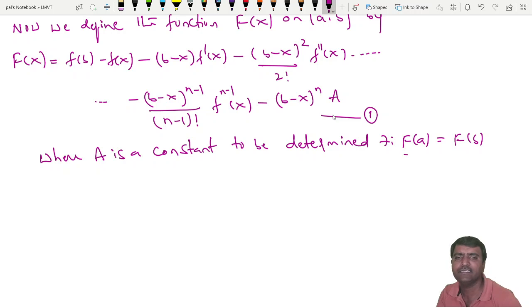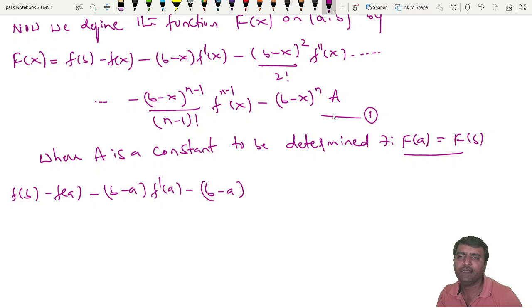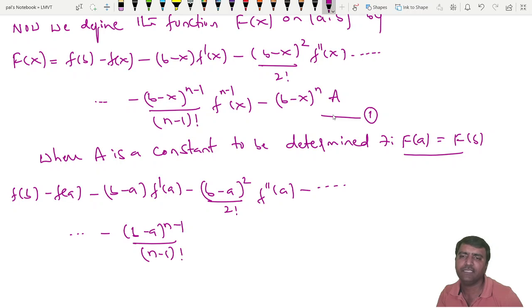So by taking this condition, f of a is equal to f of b. So what is f of a? It is f of b minus f of a minus b minus a into f dash of a minus b minus a whole square by 2 factorial into f double dash of a minus and so on. In the last we have minus b minus a whole to the n minus 1 divided by n minus 1 factorial into f n minus 1 of a minus b minus a to the power n into a, which is equal to f of b. So f of b is equal to 0. The b minus b terms all become 0, so directly take f of b value is equal to 0.